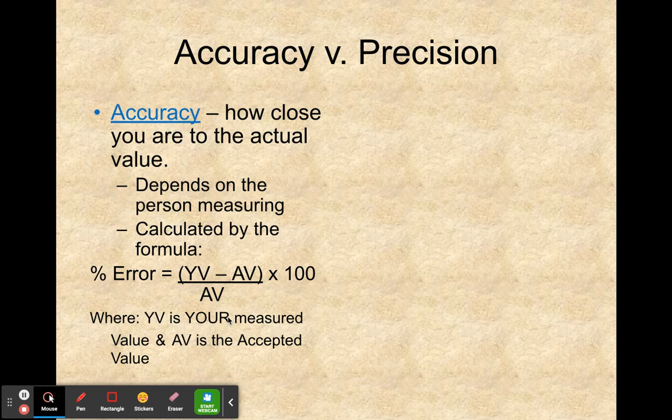All right, accuracy versus precision. Continue your notes here. Accuracy is how close you are to the actual value. It depends on the person measuring and is calculated by the percent error formula. Percent error formula is your measured value minus the accepted value divided by the accepted value times 100.